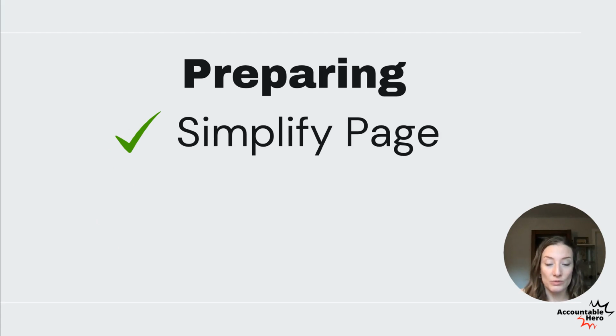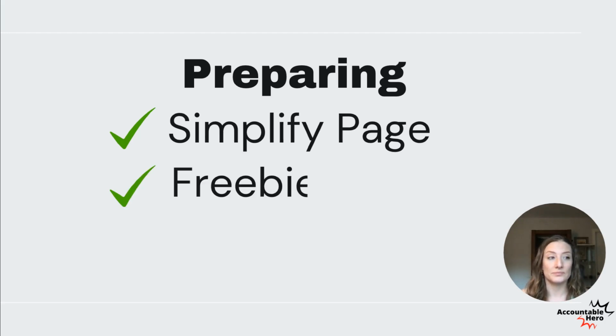First thing you're going to do is simplify the client page. I just mentioned how you may have turned off tabs and you may have rearranged tabs. The first thing you'll want to do is go into your Coach Accountable account and simplify the client's page. I'll show you how to do that a little bit later.